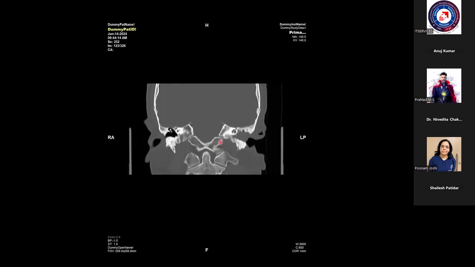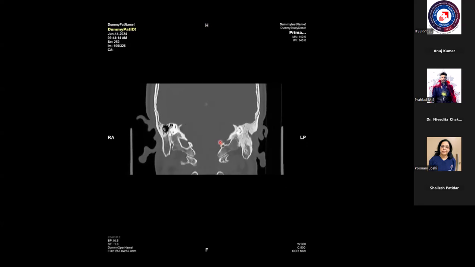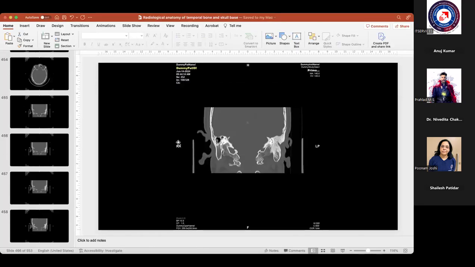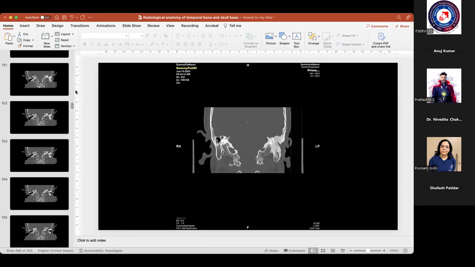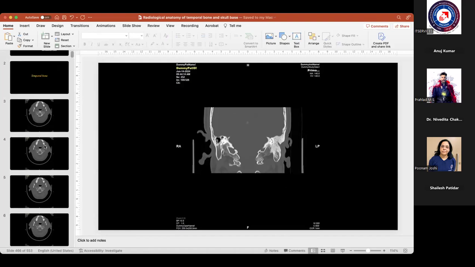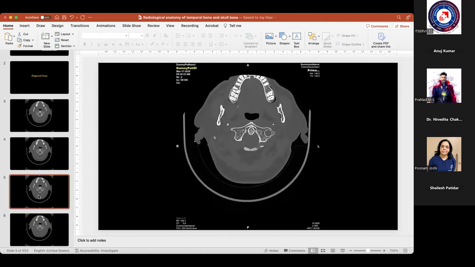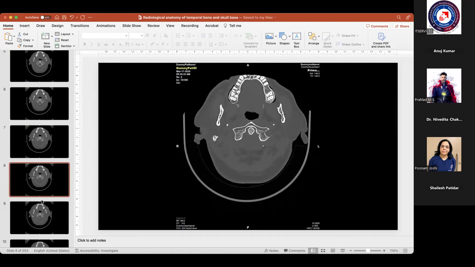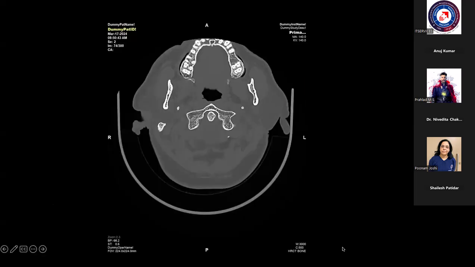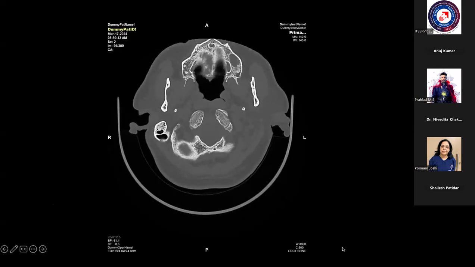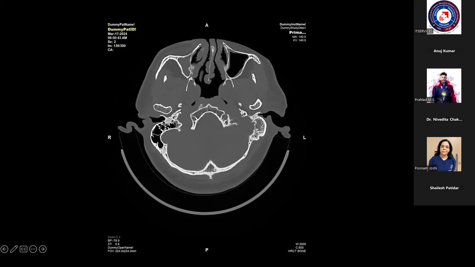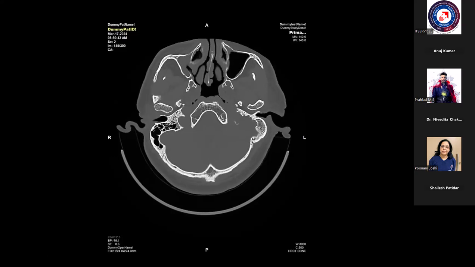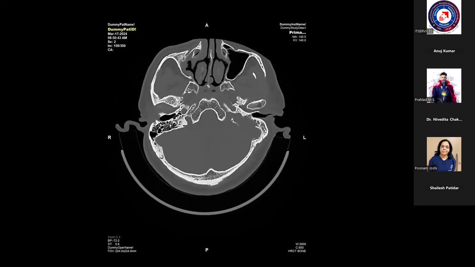So we can see the vestibular aqueduct, just a minute. Cochlear and vestibular aqueduct is visible. Definitely, so I'll show you those. Let's see from here. I'm coming from inferior to superior. Okay, so just focus on this area. I'm going slowly, from inferior to superior.